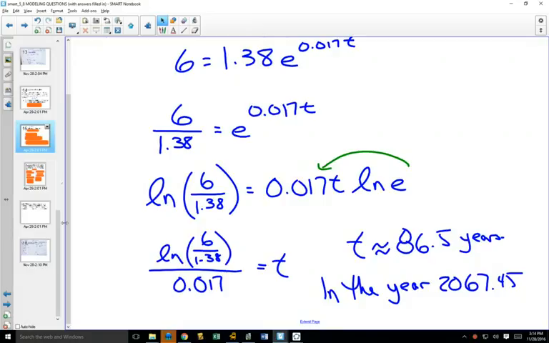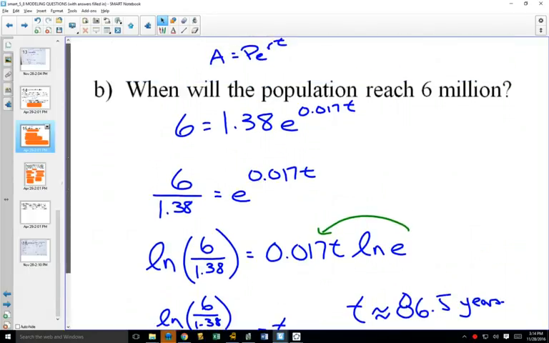So for our last example, everybody ready? Well, if we go back to the actual question, it says when. So if you wrote 86.5 years later, or you have to somehow have the reference to 1981 in there, right?